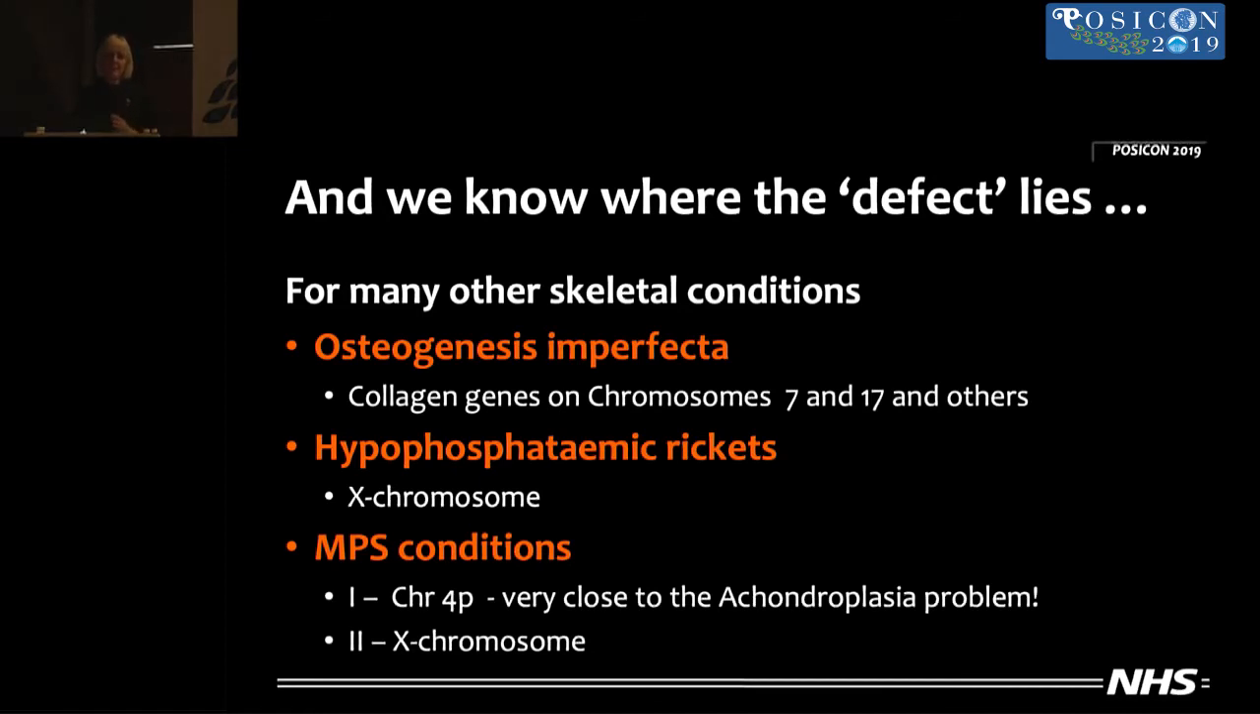So these are metabolic bone diseases that represent a skeletal dysplasia, but may be due more to a hormonal or a specific collagen problem. So we now know in osteogenesis imperfecta, as we'll be hearing later, where the primary abnormalities are. We know now where the hypophosphatemic rickets abnormality is, and we're beginning to know how to treat that. And again, with the MPS conditions, we find out that in MPS 1, the defect is on the short arm of chromosome 4, very close to the defect that causes achondroplasia. So these conditions, which we thought were very different, may in fact be more similar than we imagine.